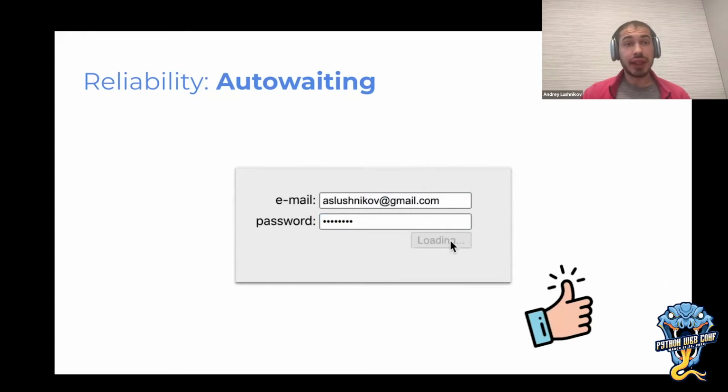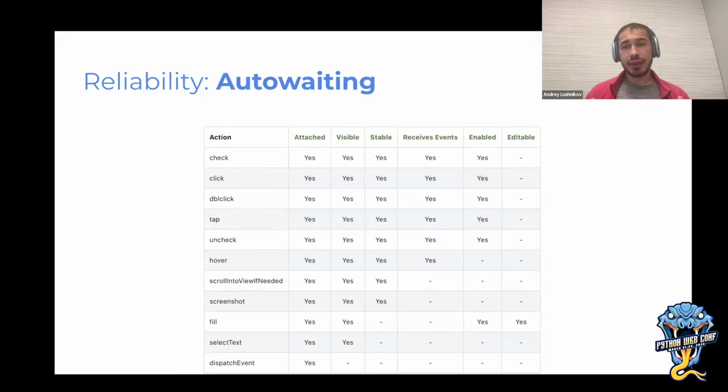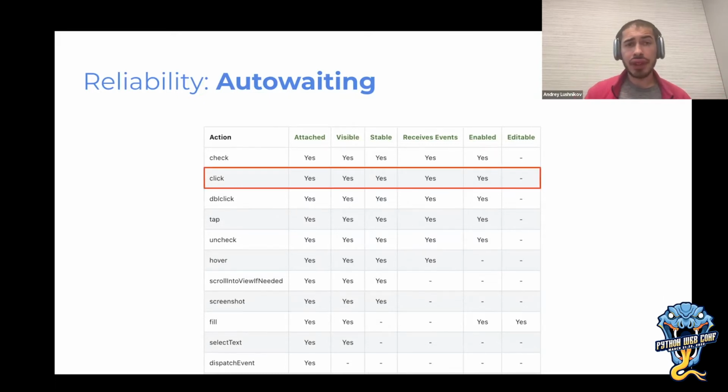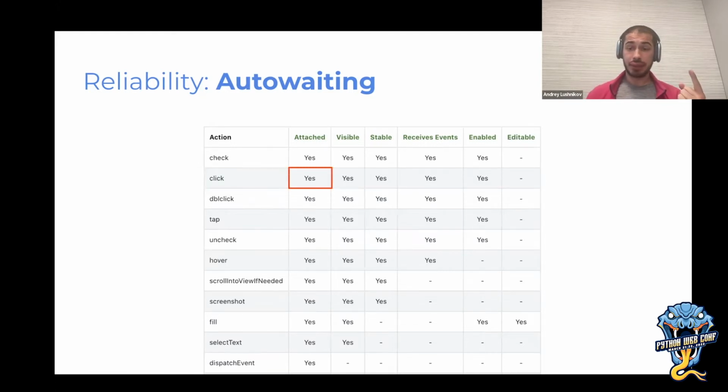So, in other words, every time you try to interact with a page using Playwright APIs, it will perform a sequence of checks. For example, in case of a click, Playwright will first make sure that the element is attached. Then it will make sure that the element is actually visible. Then it will make sure that the element is stable, meaning that it's not shaking, not flying anywhere, there is no animation, because it's kind of hard to click a button that's flying away. Then it will make sure that it receives all the events. And last but not least, in case of a button, it will make sure that the button is enabled and thus clickable.